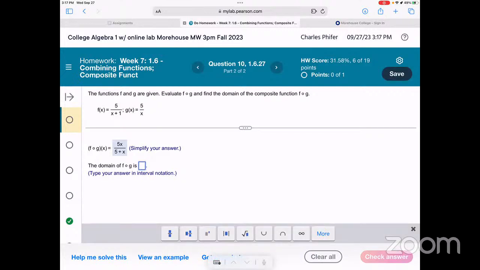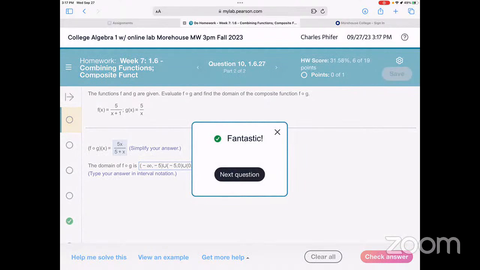So if we want everything except -5 and 0, the far left is going to be -infinity up to -5, and we combine this with union. And then we want to say from -5 to 0, union, and then from 0 to infinity. And that's how we capture all reals except -5 and 0.